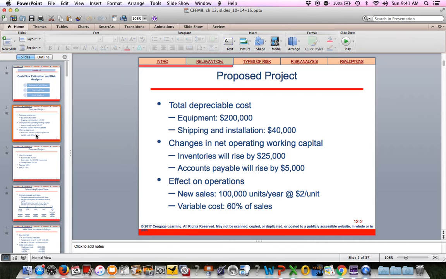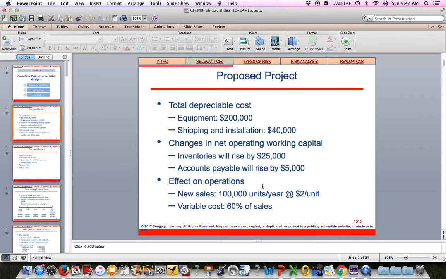For the project we're looking at here, we have a depreciable cost, equipment we're going to buy, of $200,000. Shipping and installation to get the equipment and install it is $40,000. We're going to increase working capital, inventory by 25 and payables by 5, because we're going to be able to manufacture more stuff, and therefore we have to buy more raw materials. That's our inventory, and accounts payable goes up as a result of that.